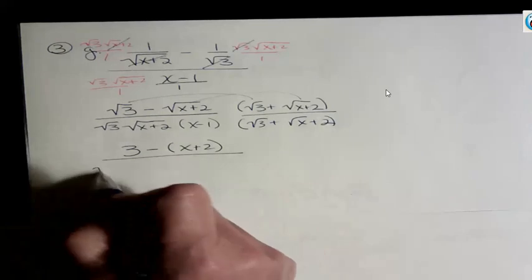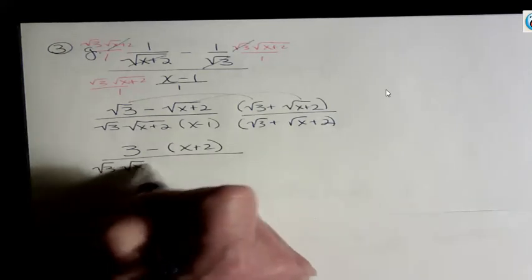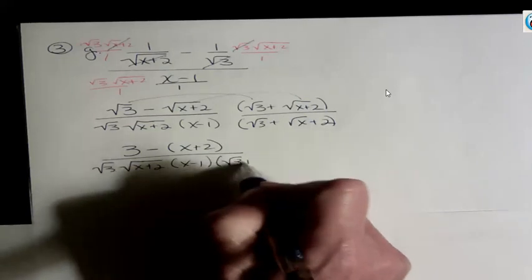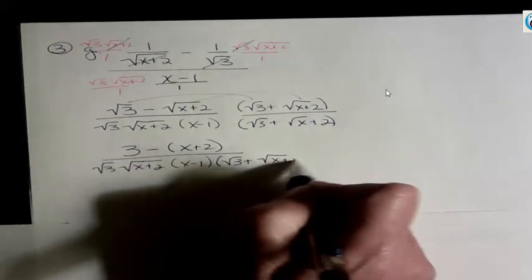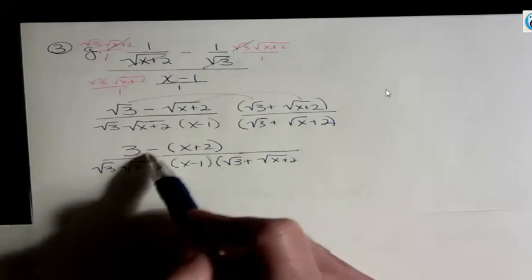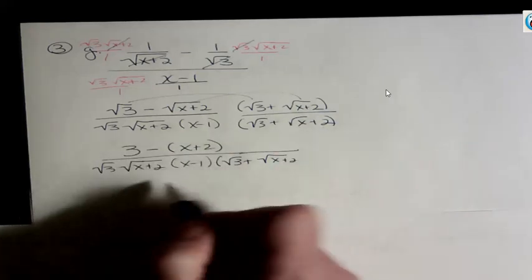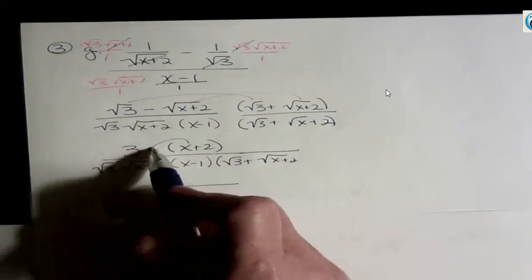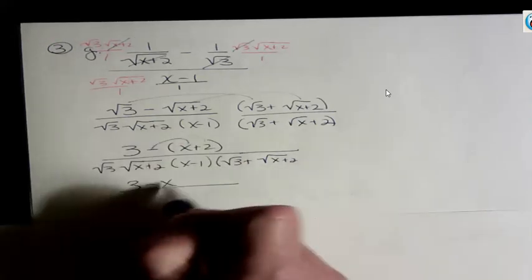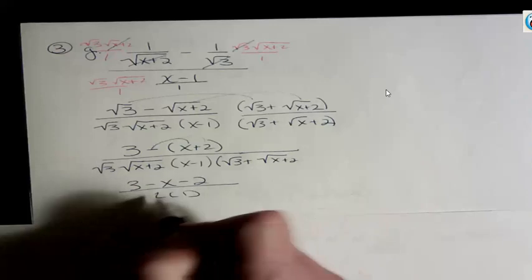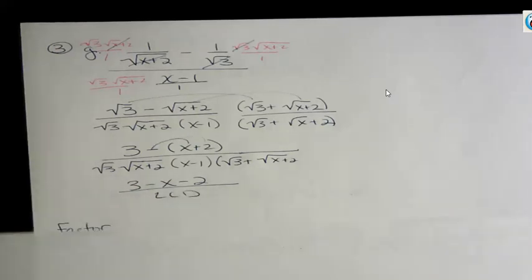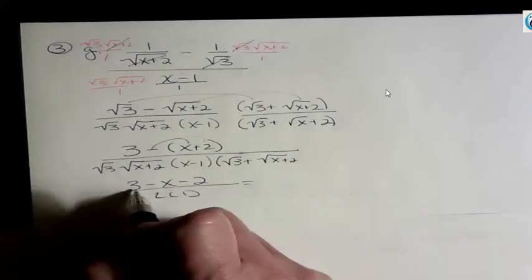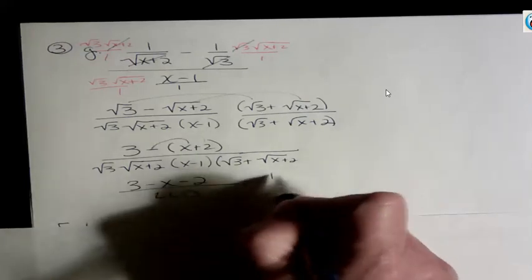And then I have all this stuff. The square root of 3, square root of x plus 2, x minus 1, square root of 3 plus square root of x plus 2. All right, let's go ahead and simplify that numerator. I'm just going to say 3 minus x minus 2. For now, I'm just going to write that I have a denominator down there. I should have not written LCD, just D. I've still got that. And so what I get is 3 minus 2, which is 1 minus x.